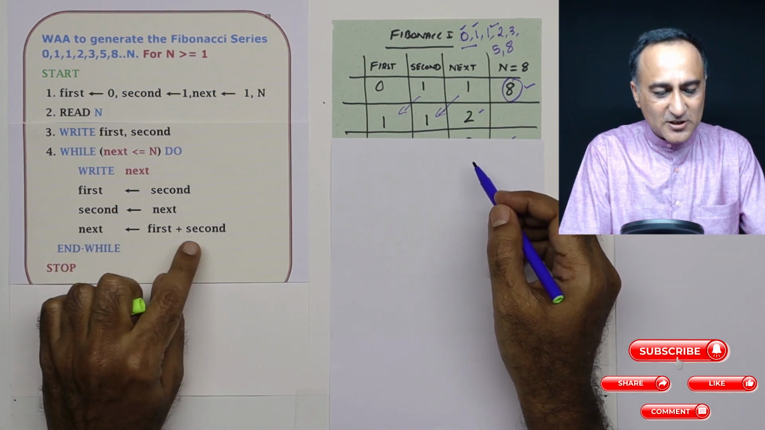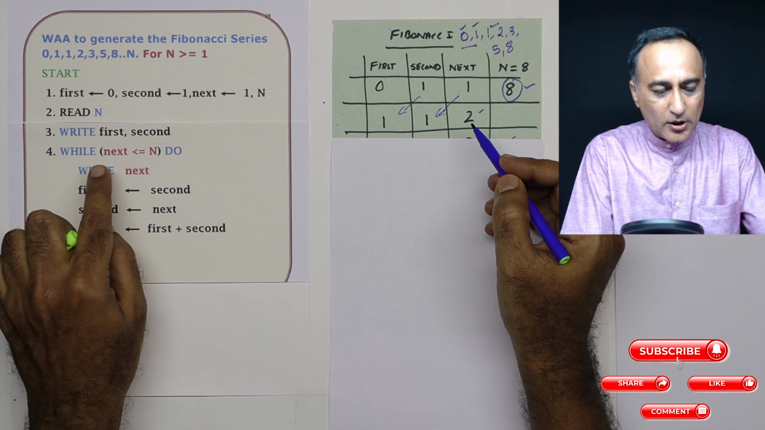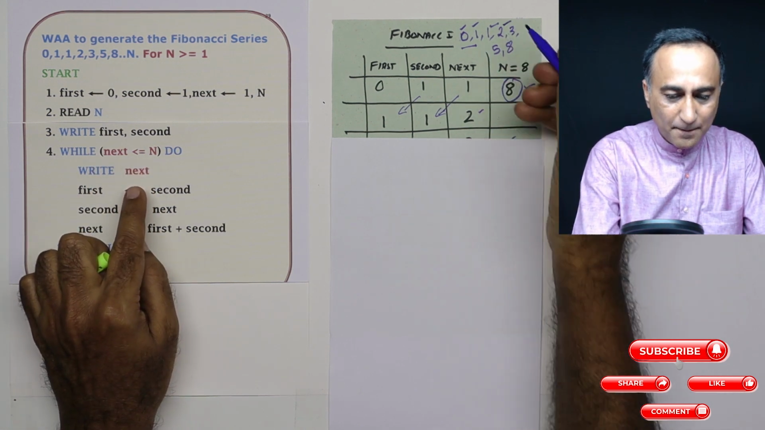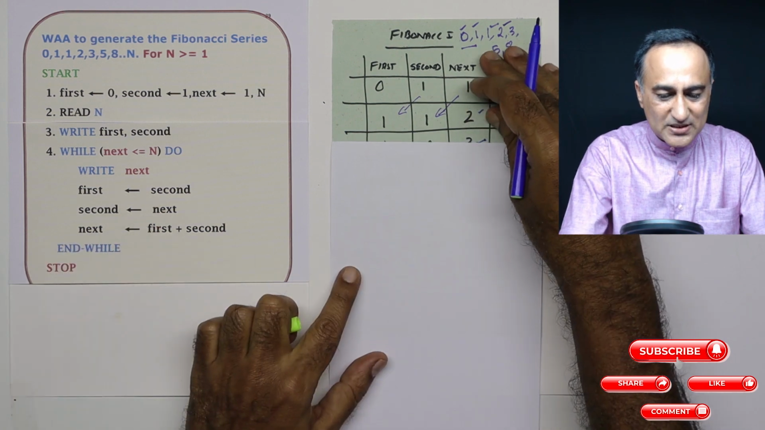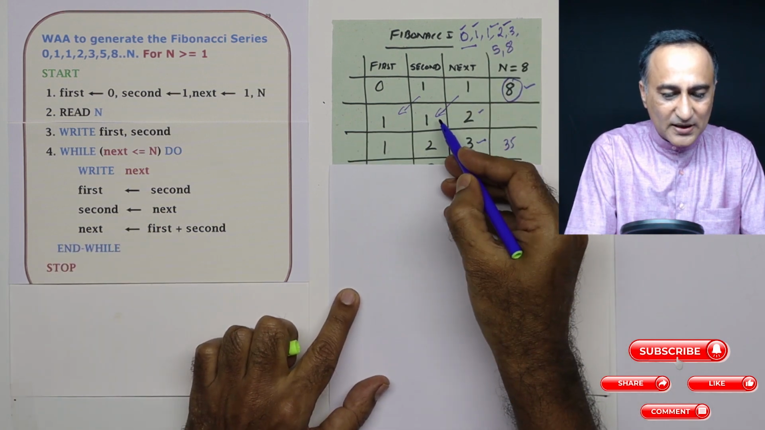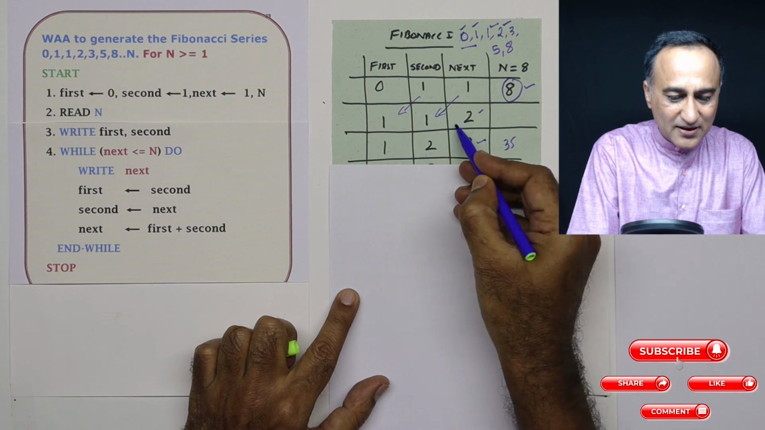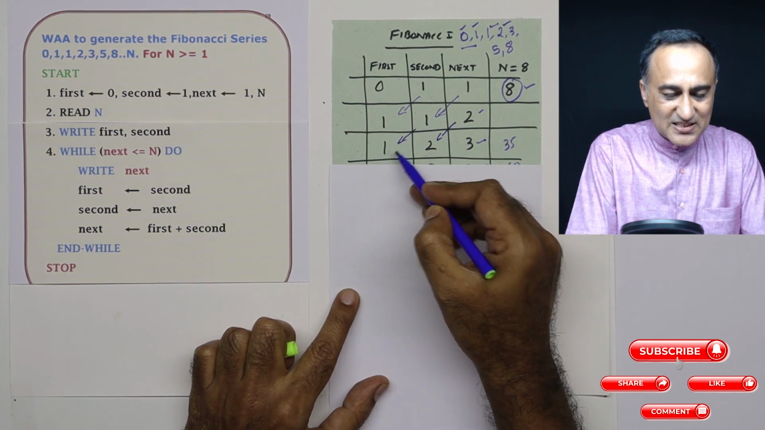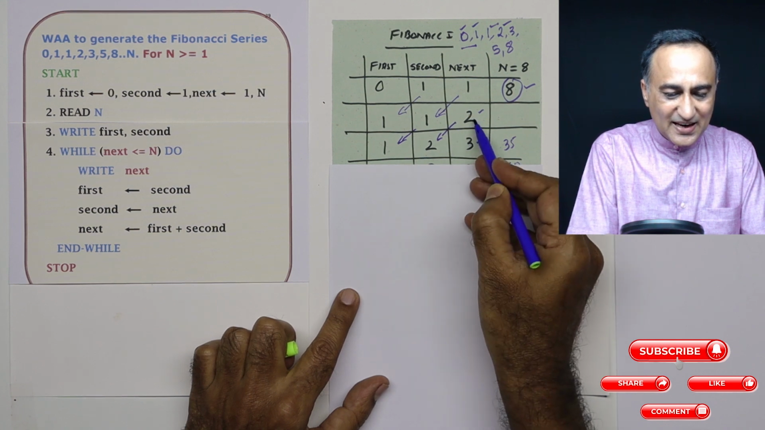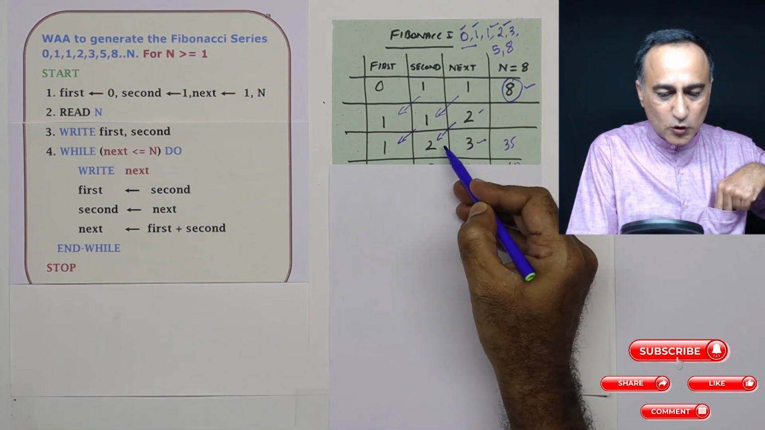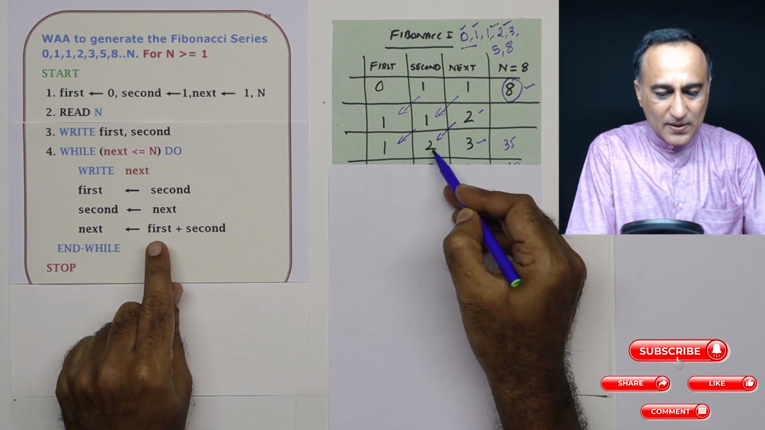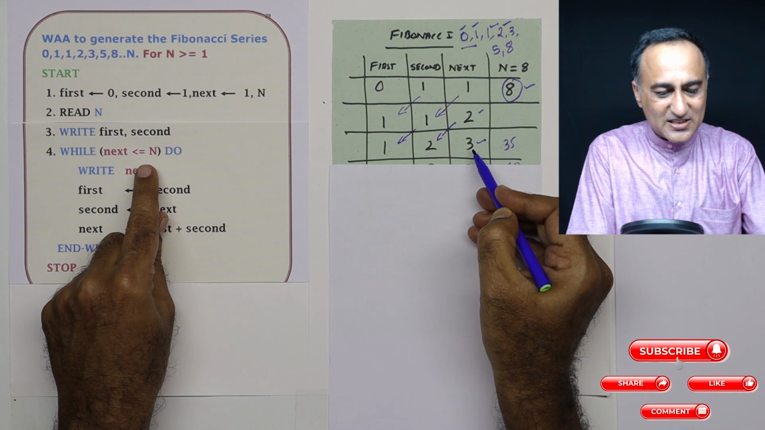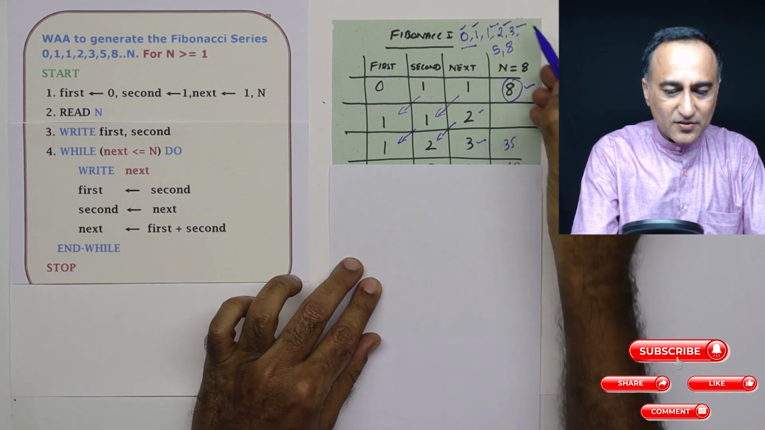Now next is first plus second. So it is 2. Is 2 less than or equal to 8? True. So I am going to print 2. Now again I move these numbers, this one here and this one here. So first is again 1. Second has taken the value of next, which is 2. Next is 1 plus 2 is 3. 3 is less than or equal to 8, true. So I am going to print 3.